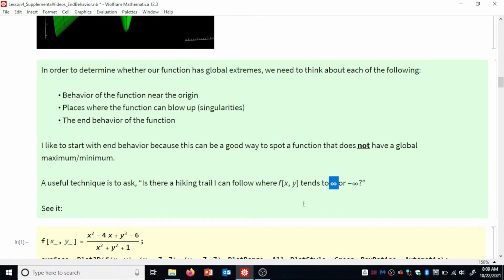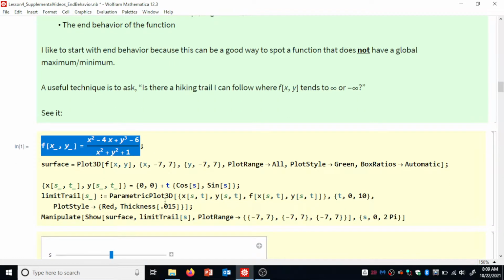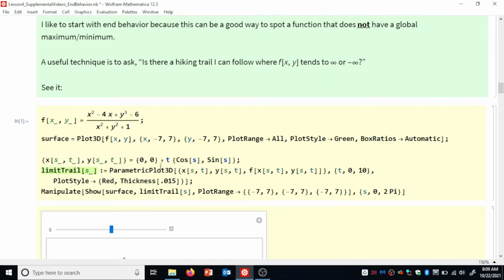If it does, f of x y doesn't have a global max because there's a way to make our function go to infinity. And if there's another hiking trail where f of x y tends to negative infinity, again, our function does not have a global minimum. And so if we could produce that behavior in our function f, we can definitively say that our function does not have a global max and does not have a global min.